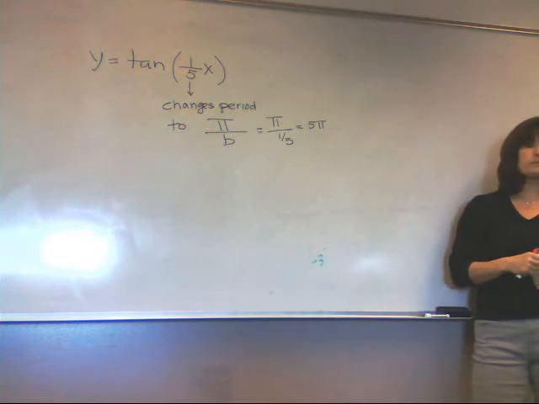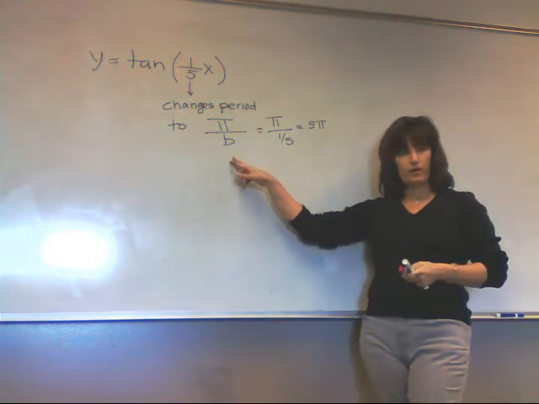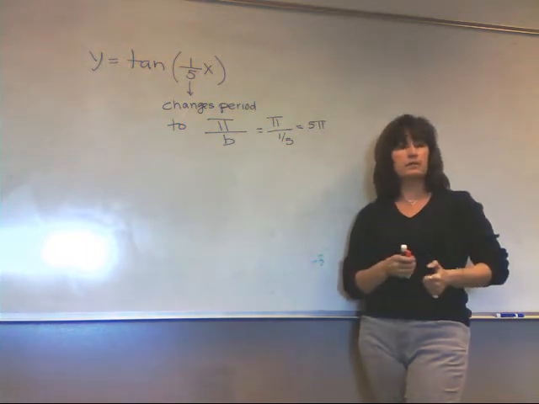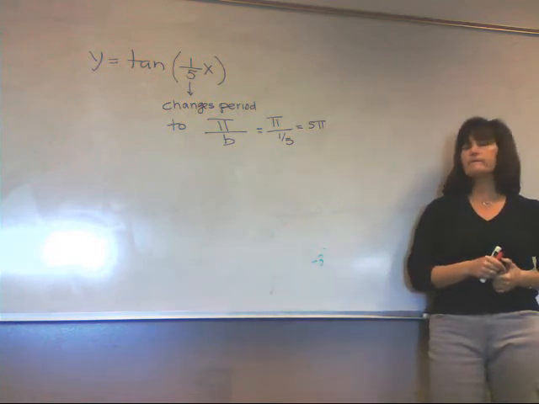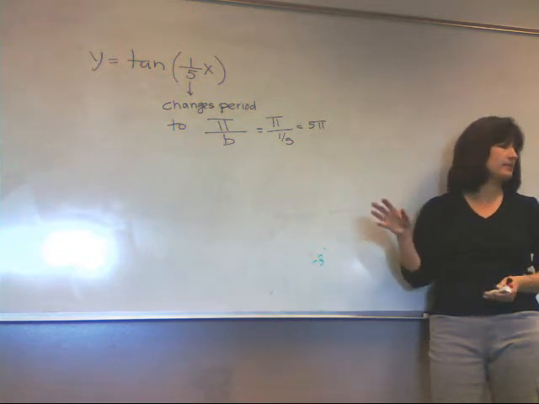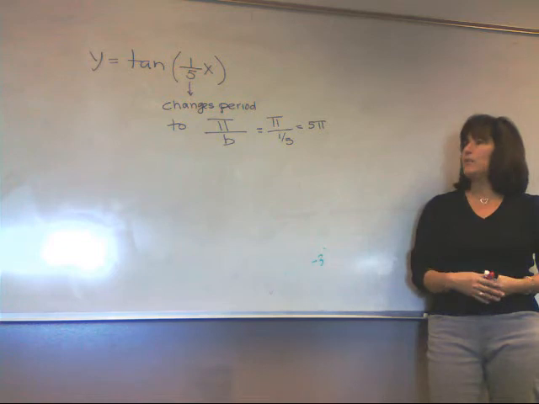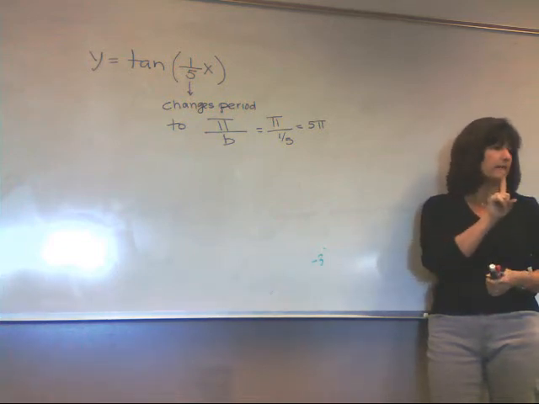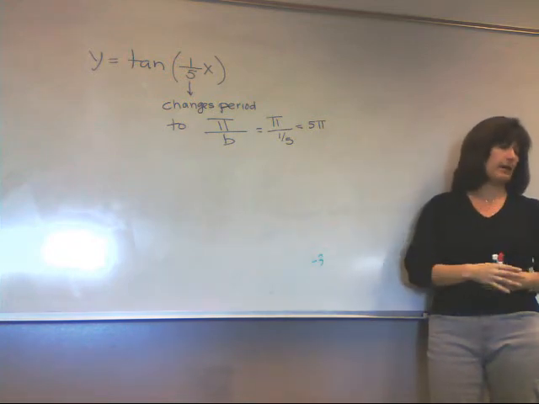Why is it pi over b again? It's always the original period over that coefficient. Oh, that's right. So before, the original period was 2 pi. That's why you did 2 pi over b. Okay, so the period is 5 pi. Now we don't choose the scale like we do for sine and cosine. We don't take the quarter period and so on. What I recommend you do on tangent is just find yourself an asymptote, even just one. Knowing the period and one asymptote will dictate the rest of the graph.